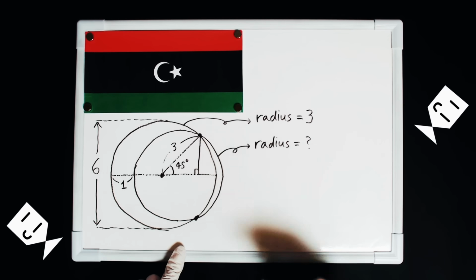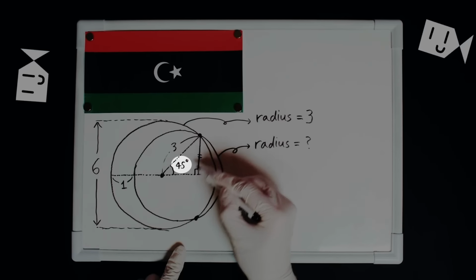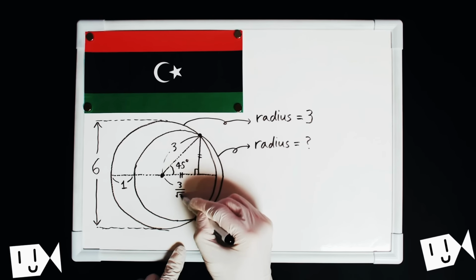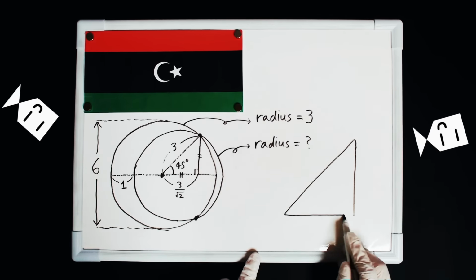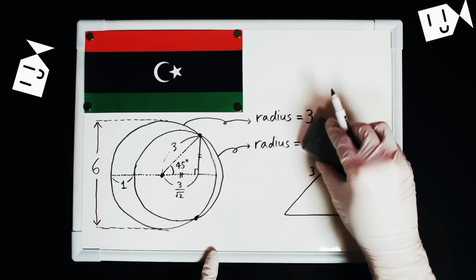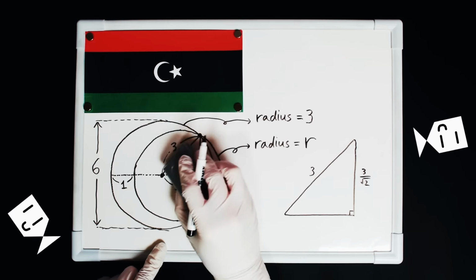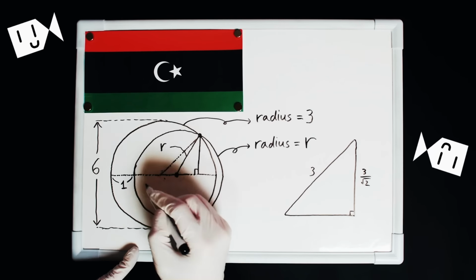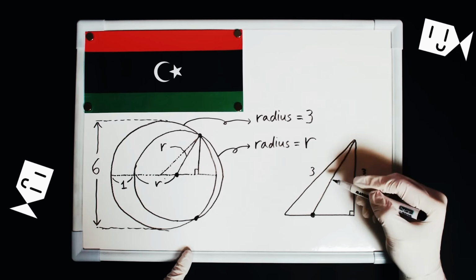If we draw a perpendicular foot, this 45-degree angle tells us that the 2 sides of this right triangle are the same, a length of 3 divided by root 2. I'll draw that triangle again here. Now let's say the radius of the second circle is r. That means if this is the center of the second circle, then the length of this line is r, and so is this line. So that is r.